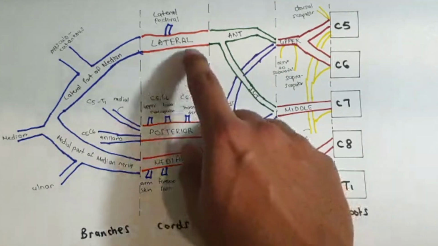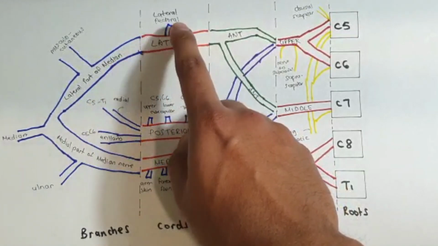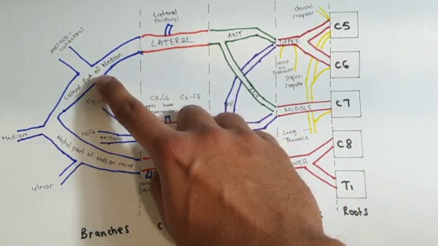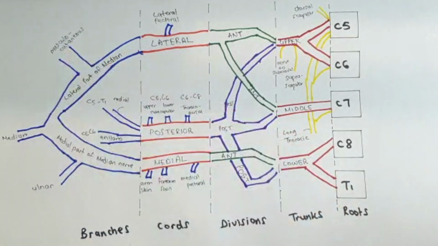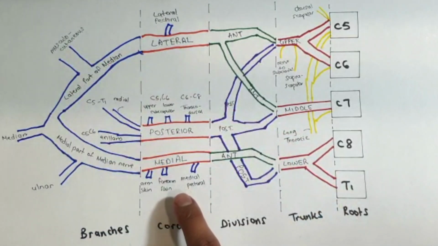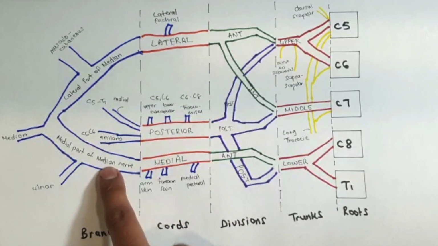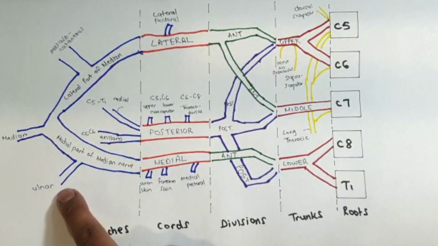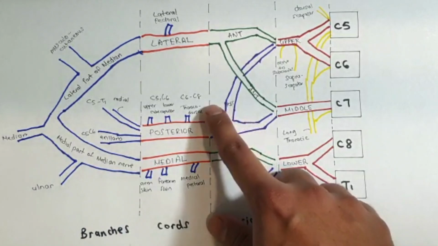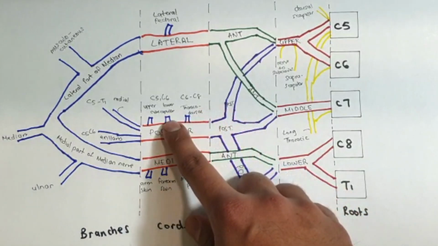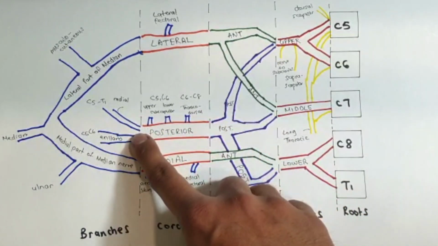The lateral cord will then give out three branches, which is the lateral pectoral, the lateral part of the median nerve, and the musculocutaneous nerve. The medial cord will give rise to five branches, including the medial pectoral nerve, the medial cutaneous nerve of the arm and the forearm, the medial part of the median nerve, as well as the ulnar nerve. And finally, you have the posterior cord that gives rise to the thoraco-dorsal, upper and lower subscapular, radial, and axillary nerves.